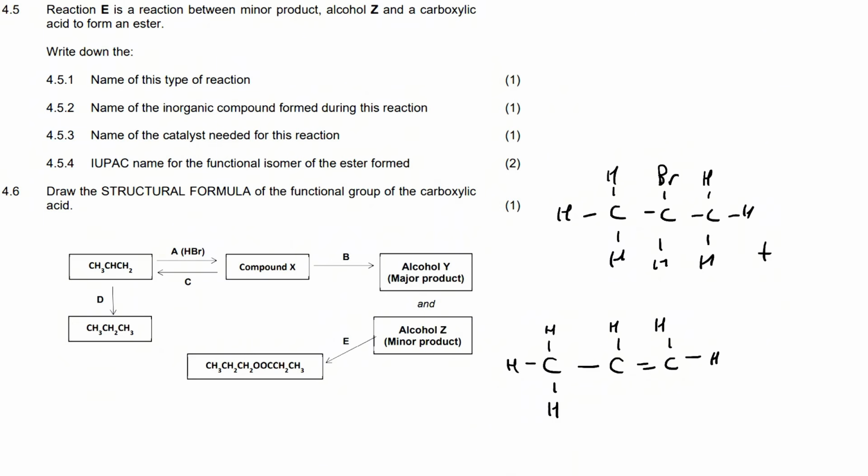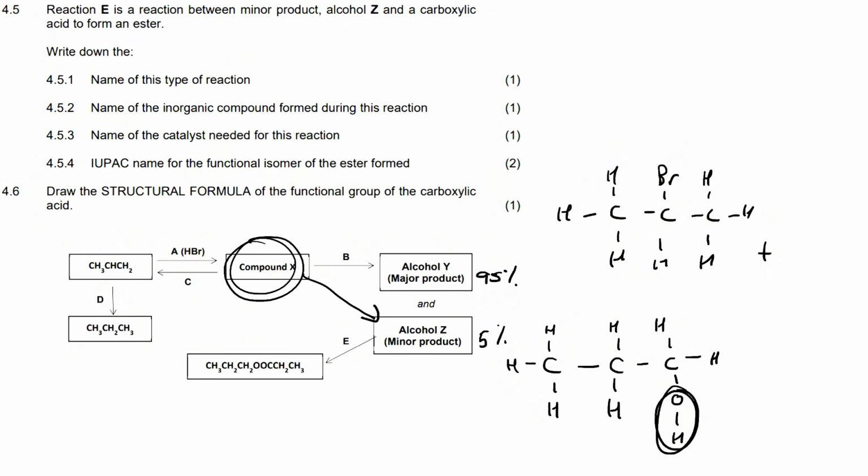But sometimes in real life, that rule doesn't get followed. It's almost like 95% of the products go like that, and the other 5% don't obey the rule and go the other way around. So they end up having the Br attached here and the H attached here. That would be the minor product, and so when you form the minor alcohol, the OH would be formed on this first carbon instead of on the second carbon.